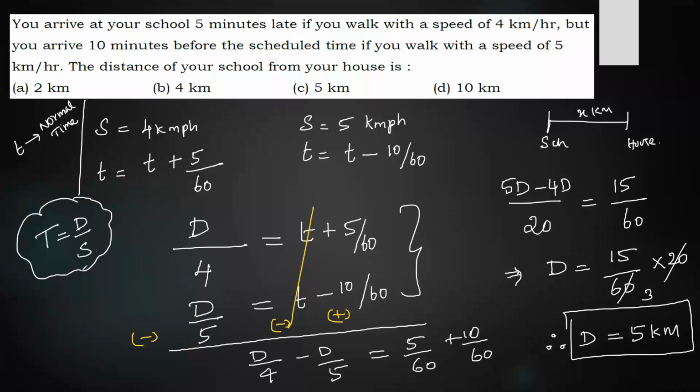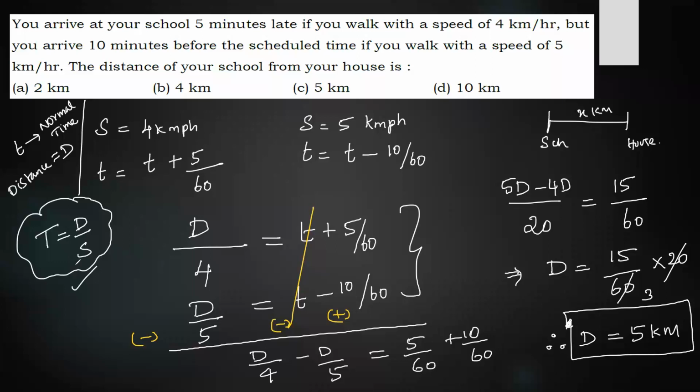I am just using the time formula: time equal to distance by speed. We need to find the distance, so I am taking distance as d, and normal time as t. If I walk at 4 km per hour, my time taken will be t plus 5 by 60, since I am 5 minutes late. If I walk at 5 km per hour, I'll be earlier, so normal time minus the time taken is 10 minutes, so 10 by 60. I'm solving these two equations to get d. Is it clear?